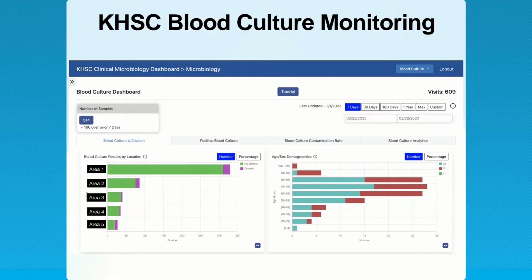And then we have blood culture results from location. So area 1, 2, 3, 4, and 5, and I blanked these out on purpose because it is semi-confidential. Area 1 has the most blood cultures collected, just over 325. You can see that the purple is growth and the green is no growth.